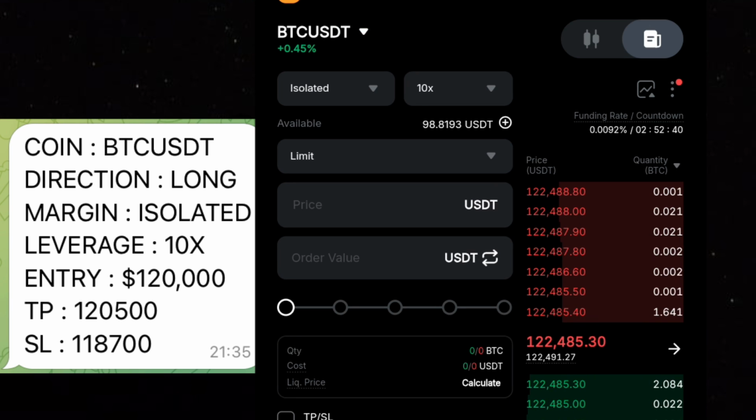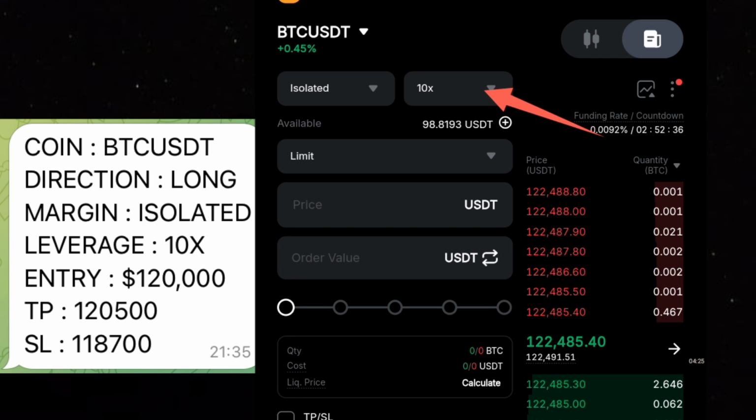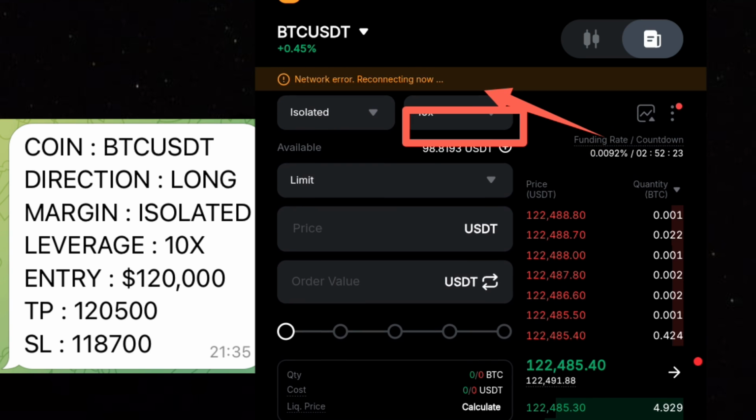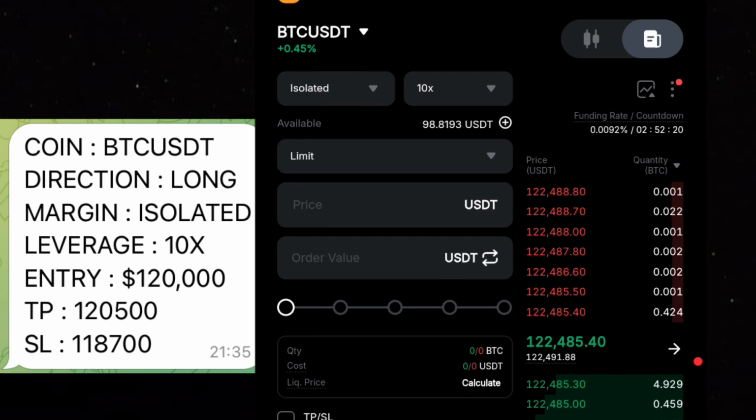Now 10x, remember I mentioned that 10x simply means that you are borrowing 10 times the money you are using to trade. Today we'll be using $50 to trade, and this simply means you are borrowing 10 times because the leverage is 10x. So 10x simply means if I'm using $50 to trade, I'm borrowing $500. So that is exactly what it means.